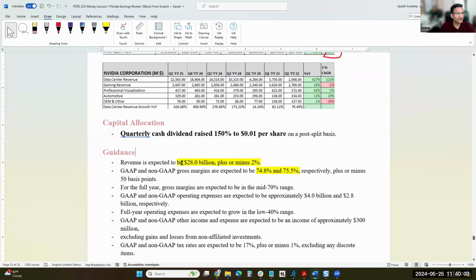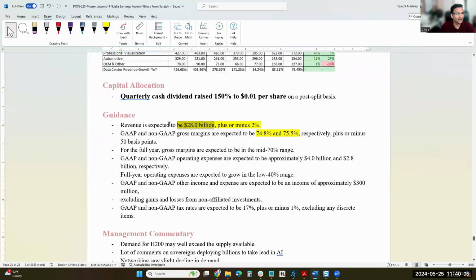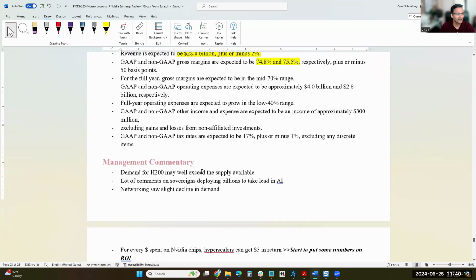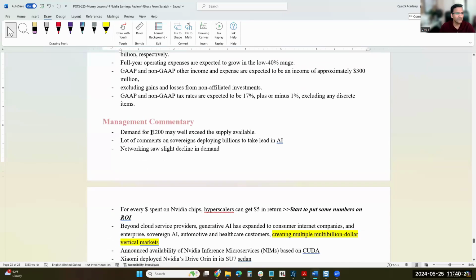Guidance, they gave a guidance of $28 billion plus or minus 2%, and gross margins of 74%, which is okay. I've seen better gross margins if you're only a software company. But yeah, nothing to complain about. I mean, the demand for H200 may very well exceed the supply available. There were some comments from management. A lot of comments are on the sovereign wealth funds deploying billions to take leading AI. And if everyone wants to become a leader in AI, they will need these chips.